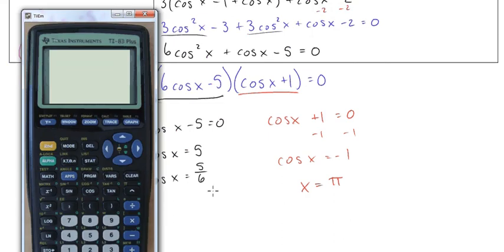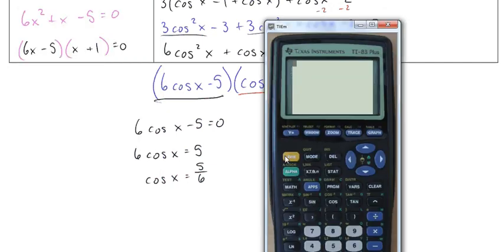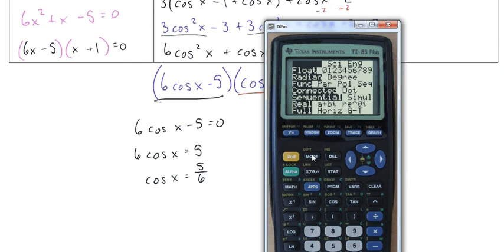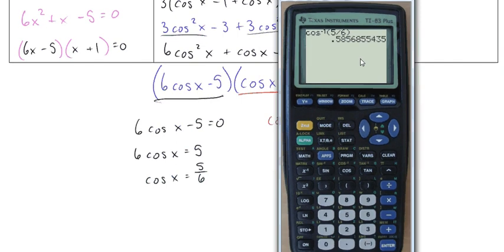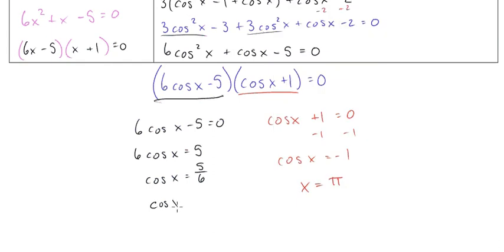So let me grab the calculator, and we're going to do the inverse cosine of 5 divided by 6. Now, as you're thinking through this, are we in degrees or radians? Let's find out here. We're in radians. Okay, and I think the domain's given in radians, so we're okay. What's our answer going to be here? We'll round it to 0.59. So cosine of x equals 0.59.